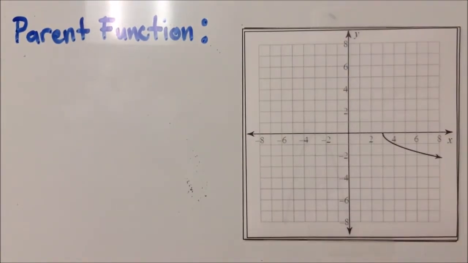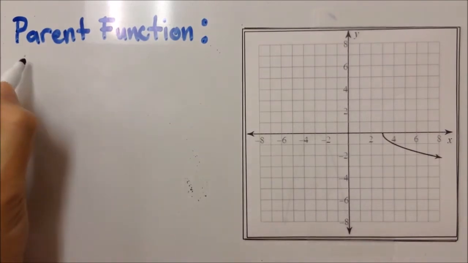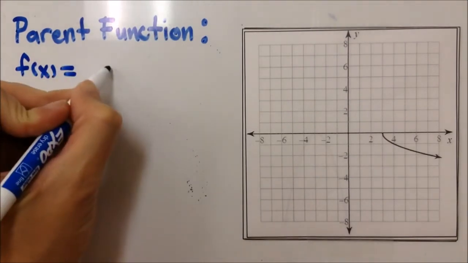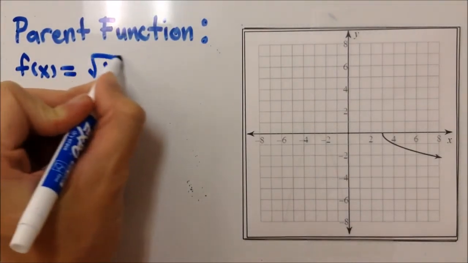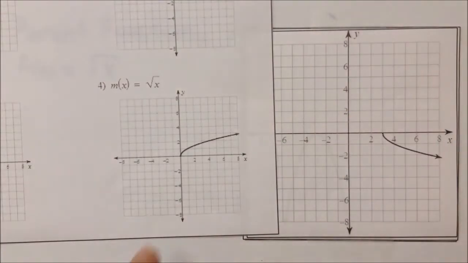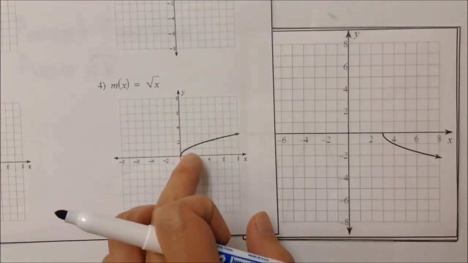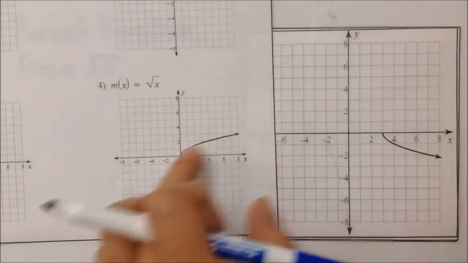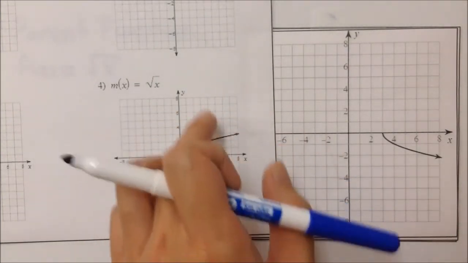Here is our third example. So this graph is a square root function. So I'm going to write the parent function f of x equal the square root of x. And let's compare it to the parent function. Now this one is starting at the origin and is going towards the upper side.